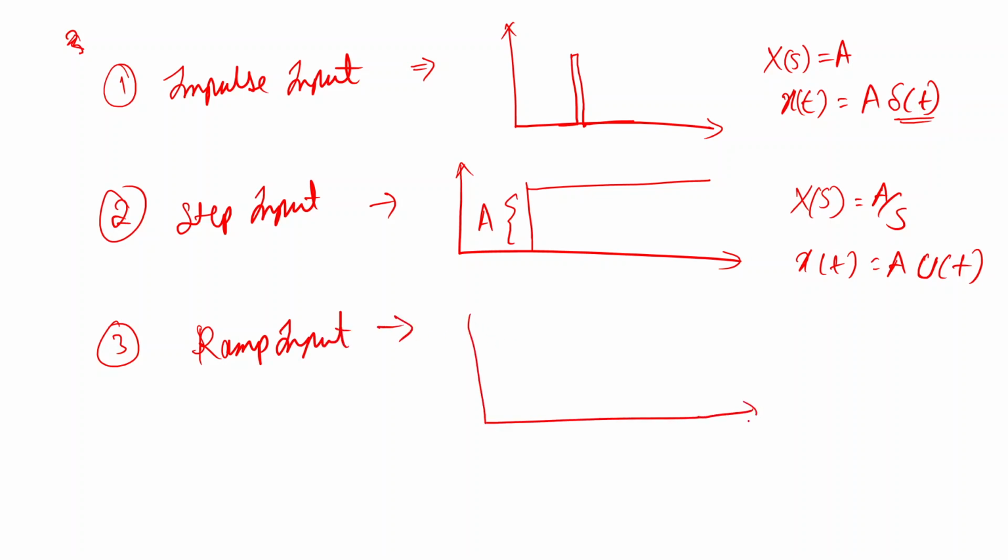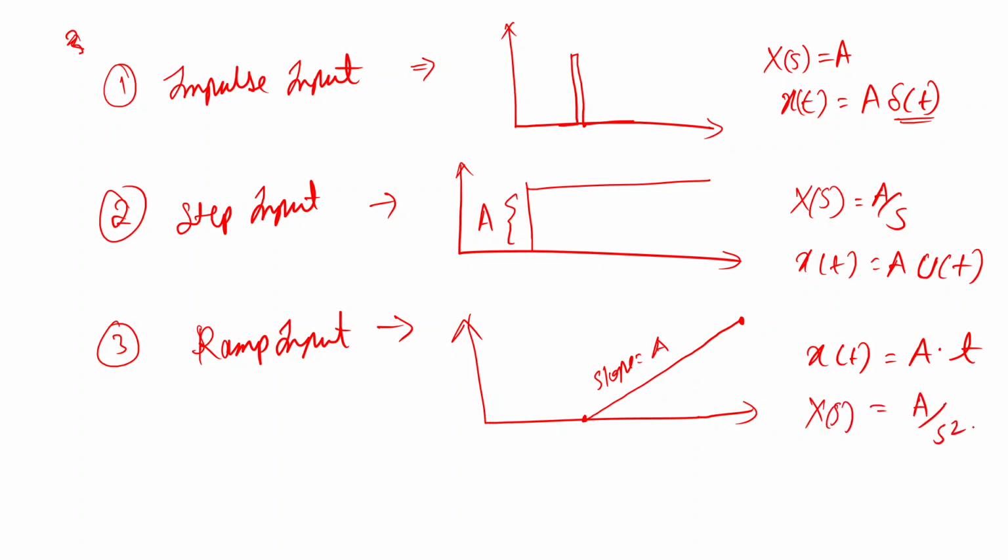So in ramp input we keep on increasing the input variable by a constant rate. That is, we can write that x(t) is equal to a times t, where a will be the slope of this curve. And if we take the Laplace transform of this function, then we will be getting X(s) is equal to a upon s square.